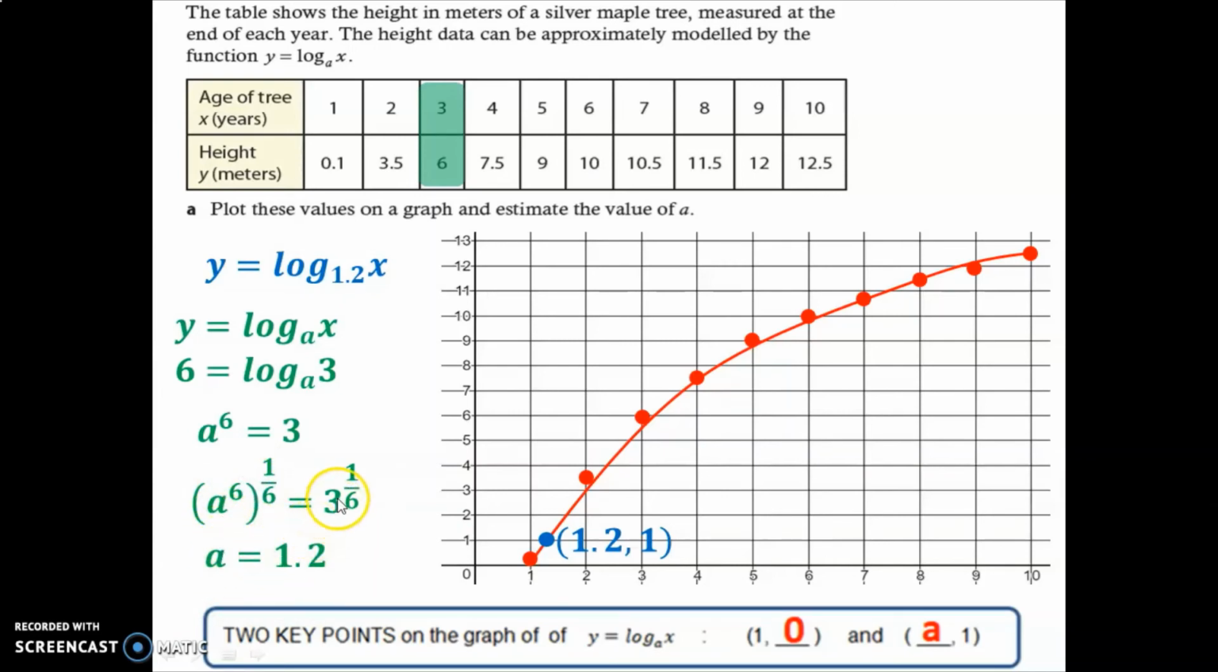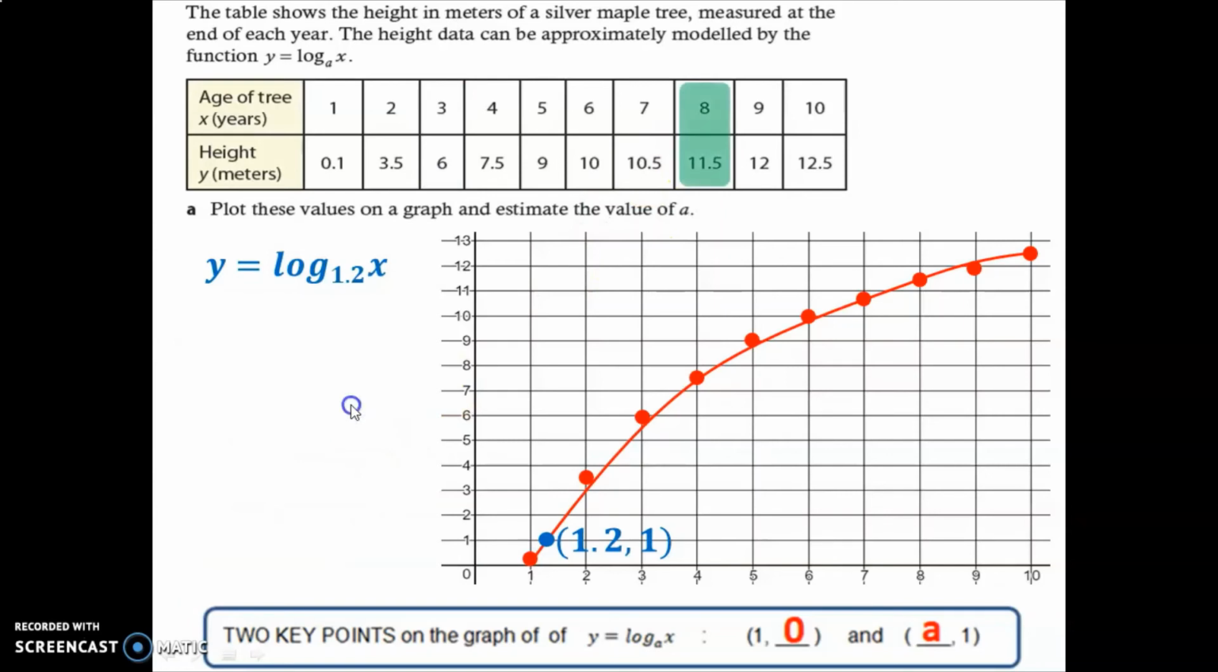So a equals 3 to the 1/6 power, and it turns out it's 1.2. Now I want you to try the same. Let's take another point. Let's say you had chosen a different point, for example the point 8 and 11.5. Try the same process with 8 and 11.5 and see what value you get for a if you use those points to approximate it.